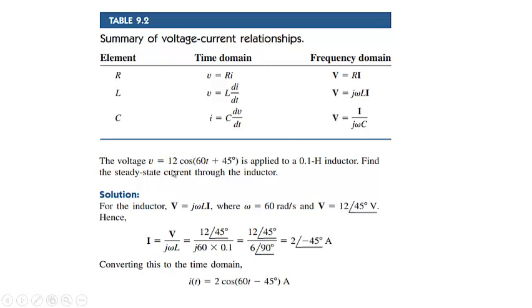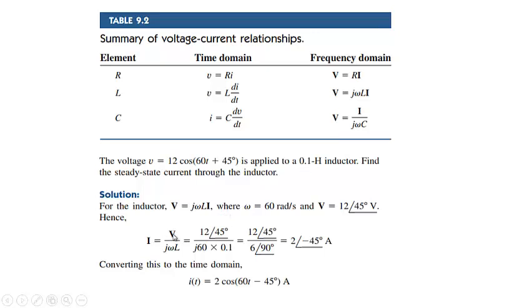we'll first convert this V into phasor form. V is equal to j omega L into I, where omega is equal to 60, that is this omega. And when we convert this V into the phasor form, this comes out to be 12 at an angle of 45 degrees. So V is given. Omega is also given, L is also given, so we need to find out this I. So we just divide this voltage by this j omega L, I will get the value of I.